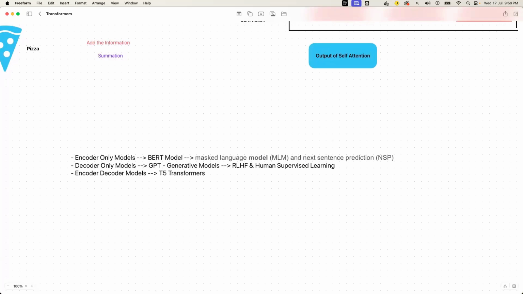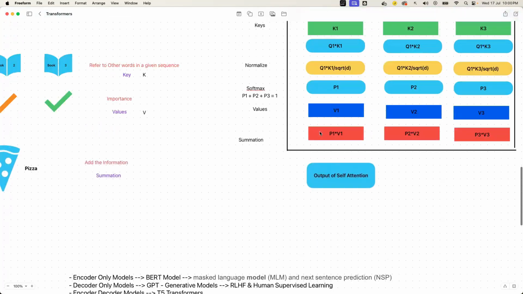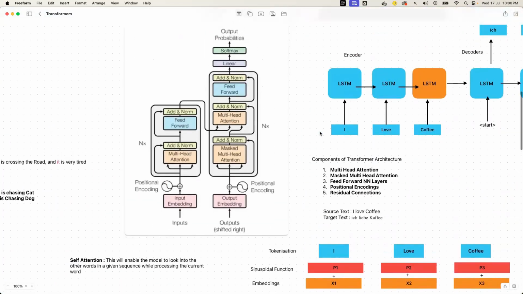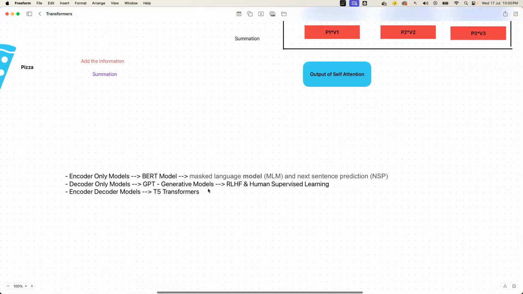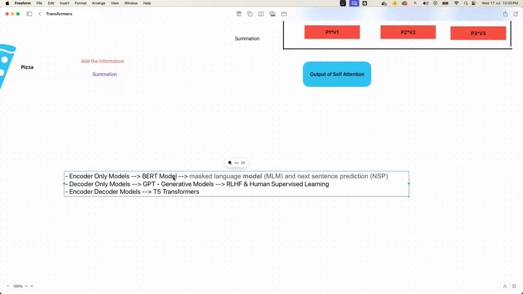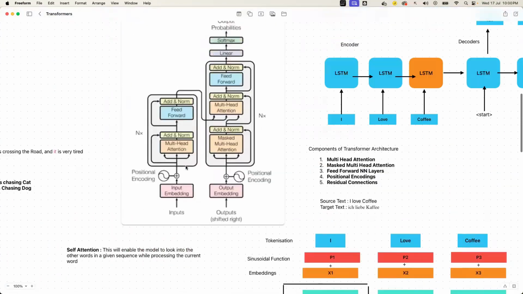T5 is much suitable for tasks such as translation. BERT is much suitable for sentiment classification. That's where we will be using these models, team. So this is the overall idea of working with this transformer model architecture, the masked language model, and the types of transformer model architecture.